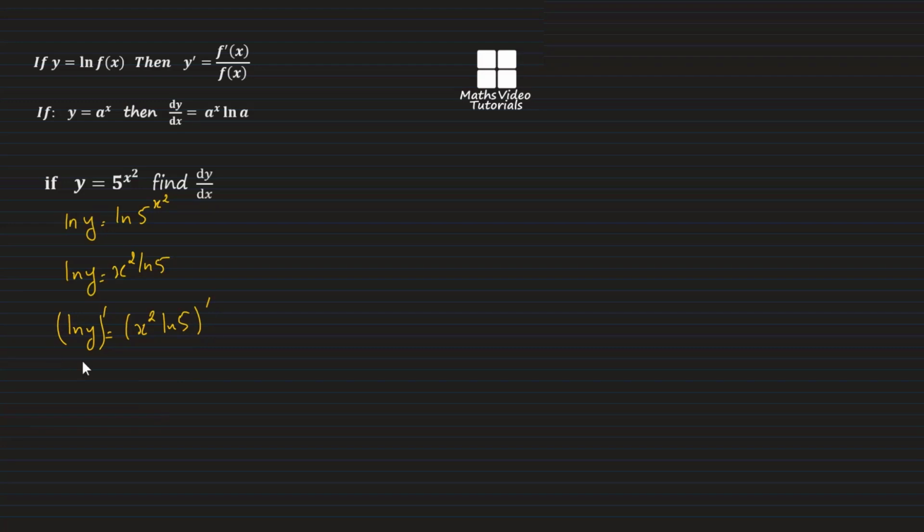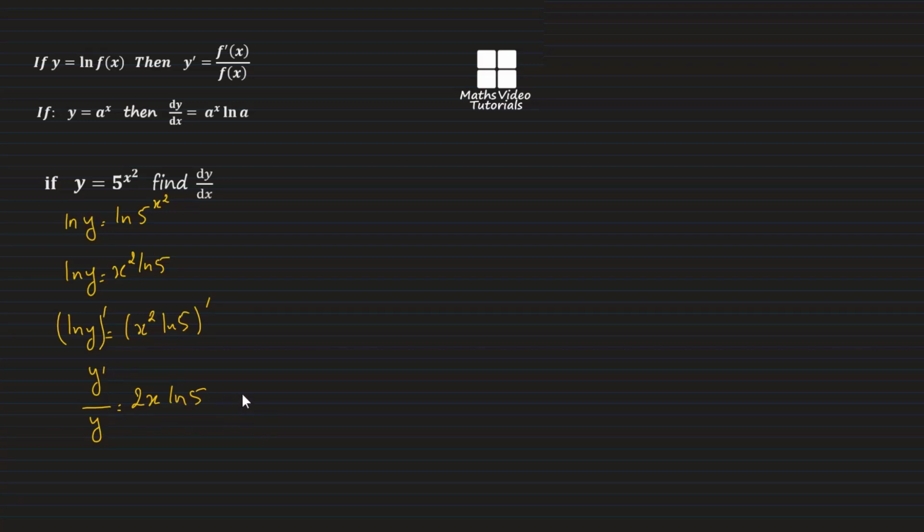As we are familiar now with how to differentiate this one, it is going to be y dash, following the definition, divided by y, equal to the derivative of the right hand side. So ln 5 is a constant, and differentiating x squared will give us 2x. So that would be 2x ln 5. All right, so let's put it all together now.